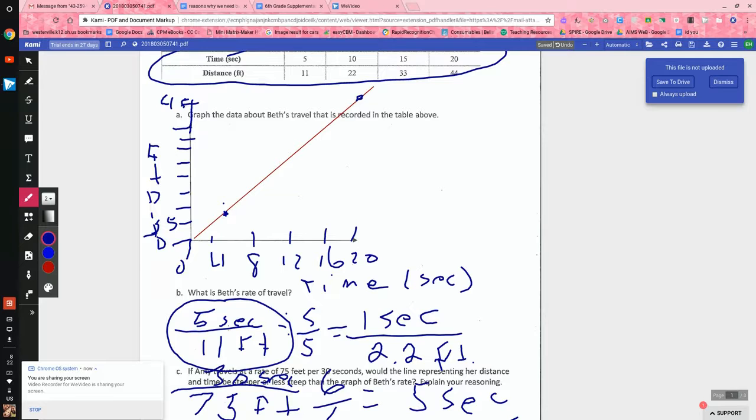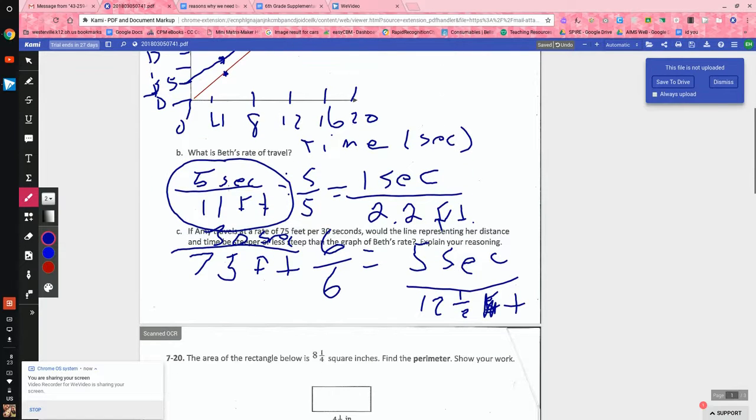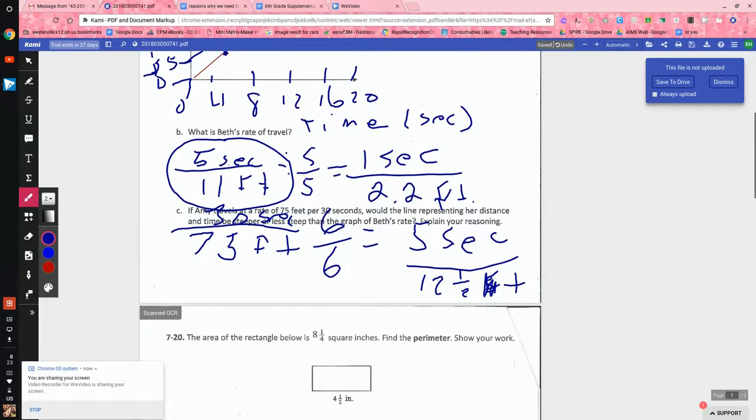So I would use the original mark here for Amy, and eventually she will continuously get further and further away from Beth if they were going to ride into the sunset. So we can explain that since she is going faster, not too much quicker, but fast enough, her line would be a lot steeper than Beth's.